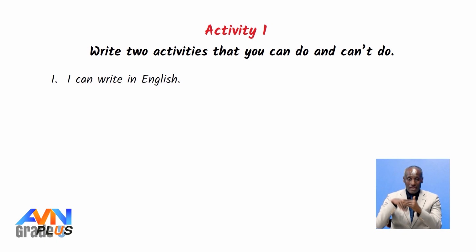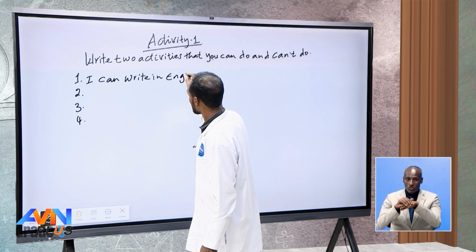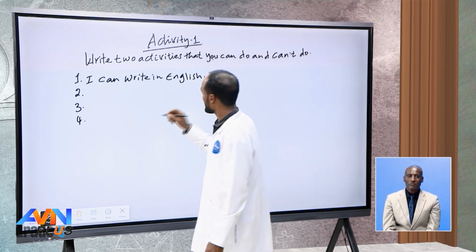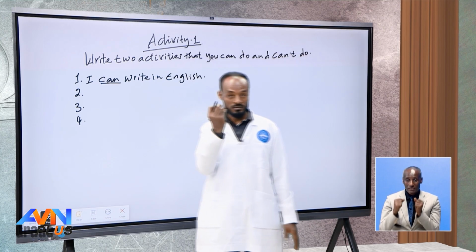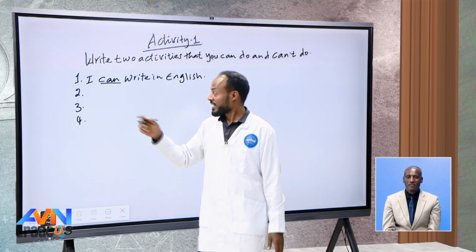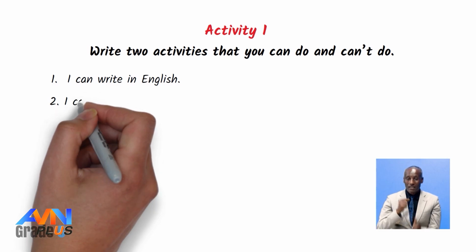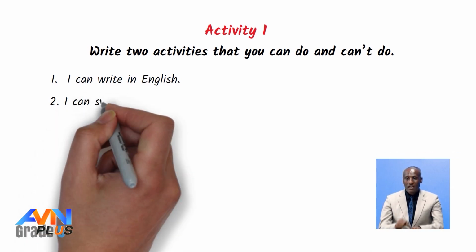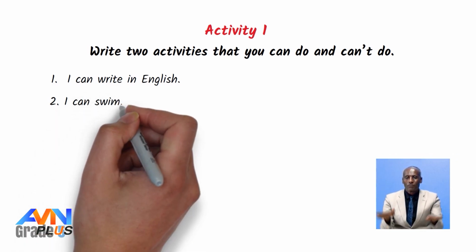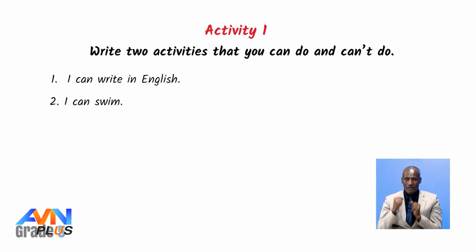in Afaan Oromoo, Amharic, English. I hope you can write either of them or all of them. Yeah? I can write in English. Here, this is one sample. Another one is, we can say, I can swim. I can swim. It's ability.